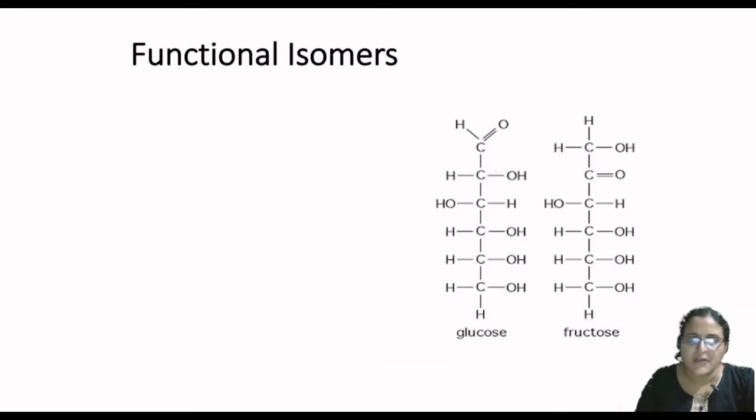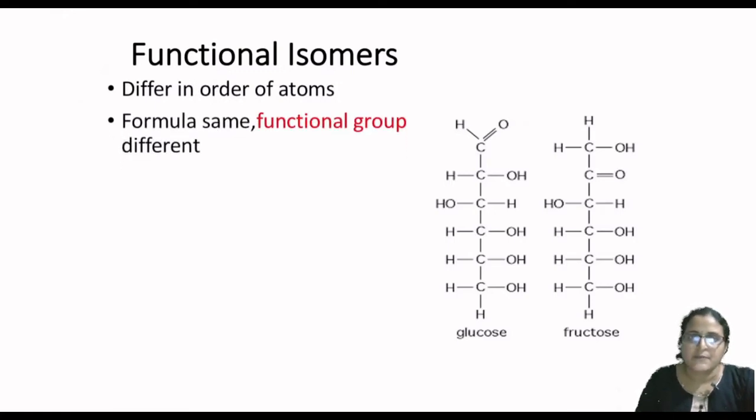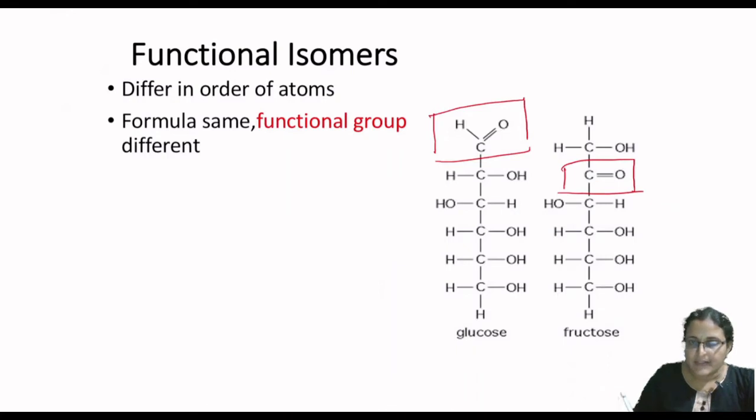First, functional isomerism. They differ in the order of atoms. They have the same formula but the functional group is different. See, these are the structures of glucose and fructose. In glucose you will find an aldehyde group, and in fructose you will find a keto group. They have different functional groups, but the formula is C6H12O6 in both.